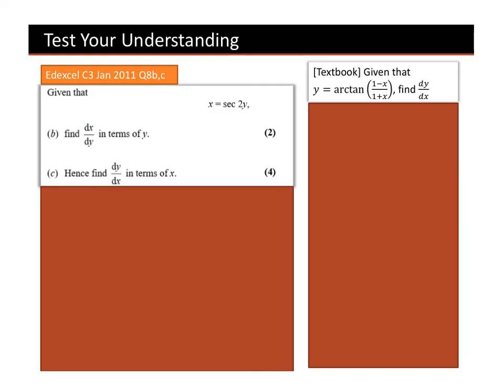So then, given that x equals sec of 2y, find dx dy in terms of y. Okay, so first of all, we know that dx dy, now we should just know this, okay? This is a fact we need to learn, okay? When we differentiate sec of ky, it becomes k sec ky tan ky, okay? So we should have 2 sec 2y tan 2y, okay? Nice and simple.